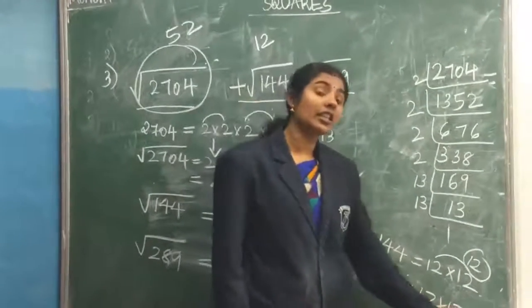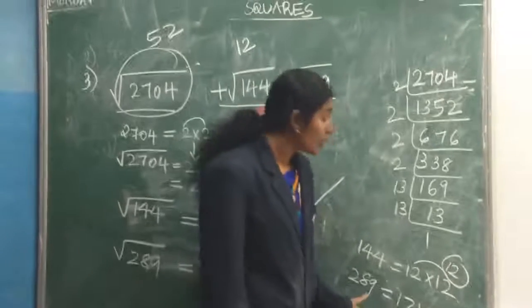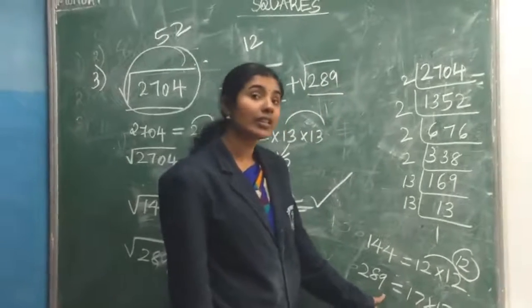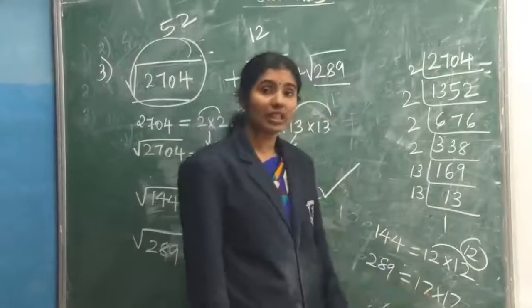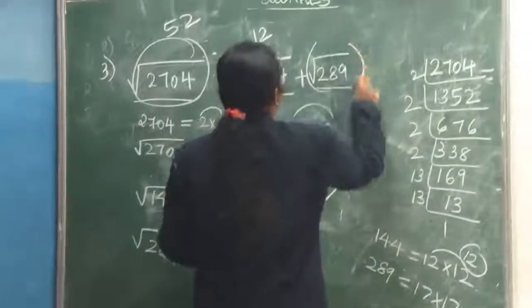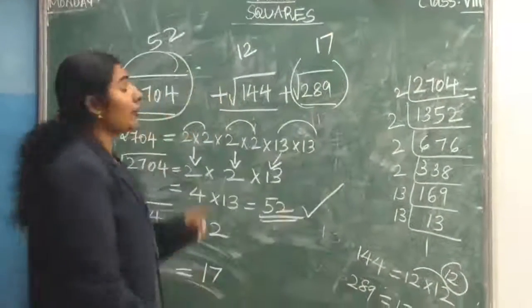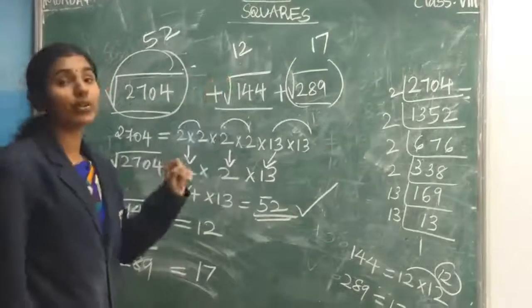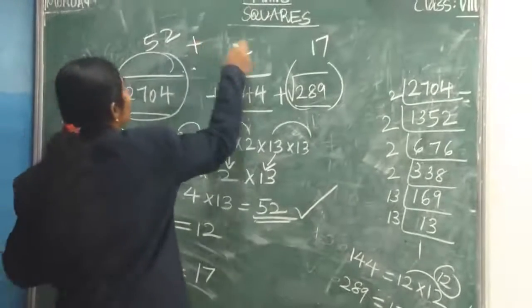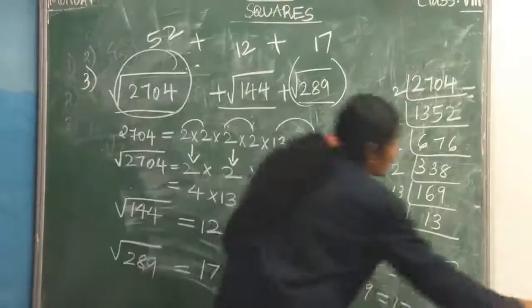Okay, 17 into 17 is 289. So what is the square root of this number? 17. So this number's square root is 17. After finding each square root, what should you do? Add these 3 numbers.